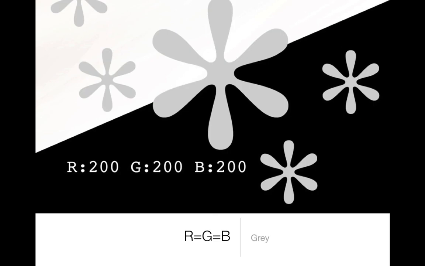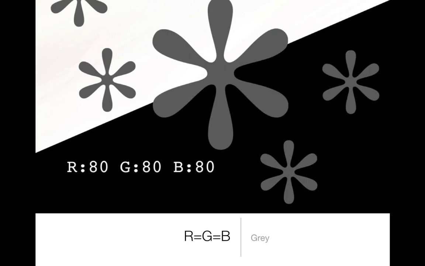If the red and the green and the blue are equal, then you're talking about a shade of grey. So here we have red 200, green 200, blue 200. That gives us a shade of grey, which is quite bright. Here, again, the red and the green and the blue values are equal. So we have a shade of grey, but the values aren't quite so high, so it's darker. Here again, a shade of grey, but 80, 80, 80 is darker.